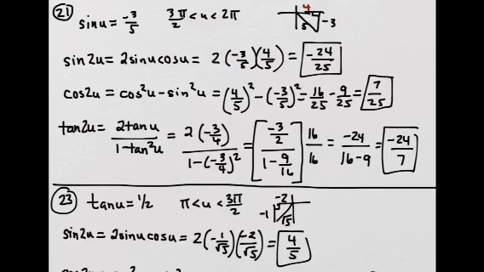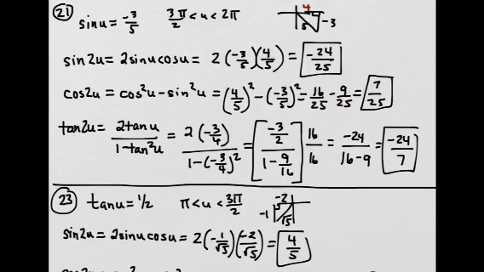Cosine 2u, I just chose this one. You can use one of the other two if you want. So here's your cosine u, here's your sine u, you're squaring them, and then you're subtracting. So this is 16 over 25 minus 9 over 25, so that's 7 over 25.